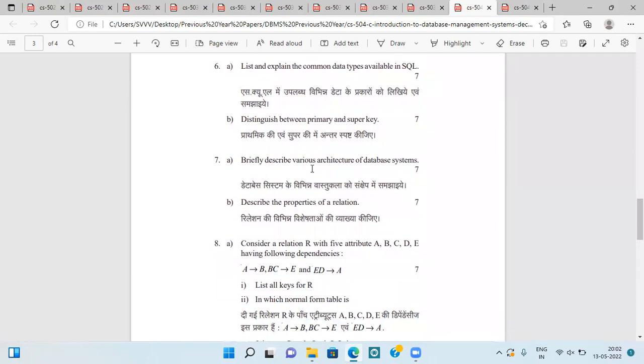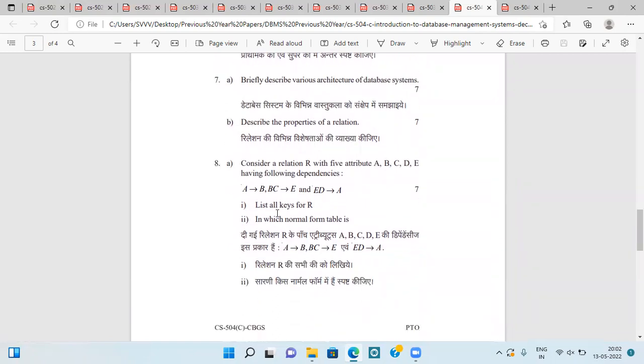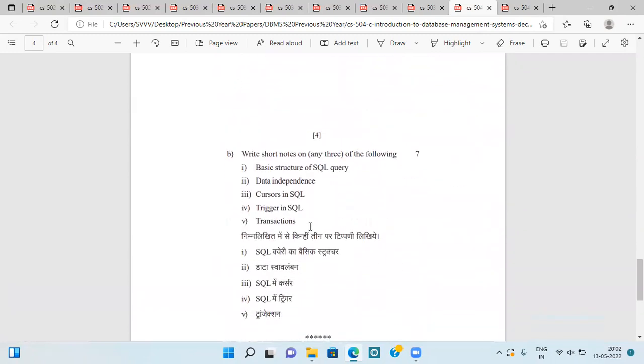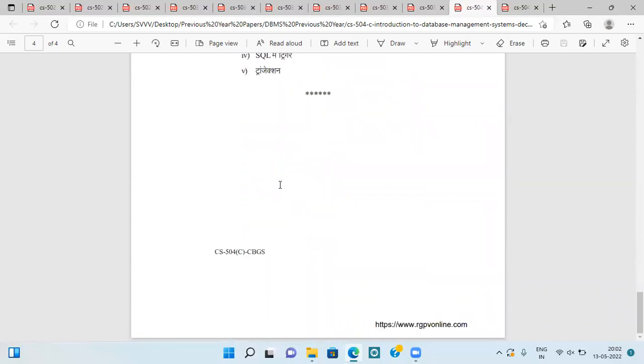super key में क्या difference होता है, describe various architecture of database system, properties of relation, again a relation is given and we have to list all the keys of R and in which normal form this table exists. Next is we have to write short notes on basic structure of SQL query, data independence, cursor, triggers, transaction, etc.